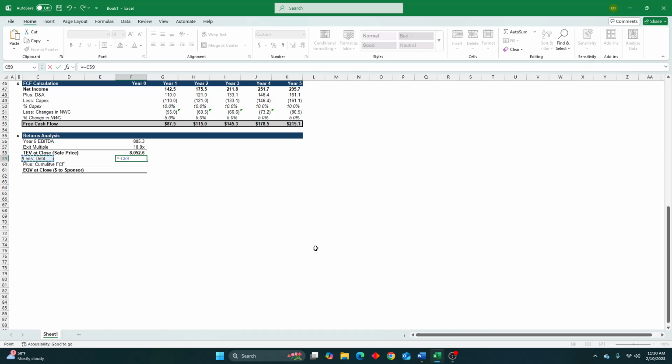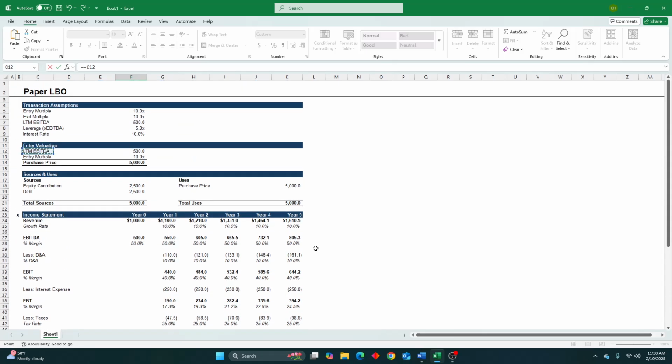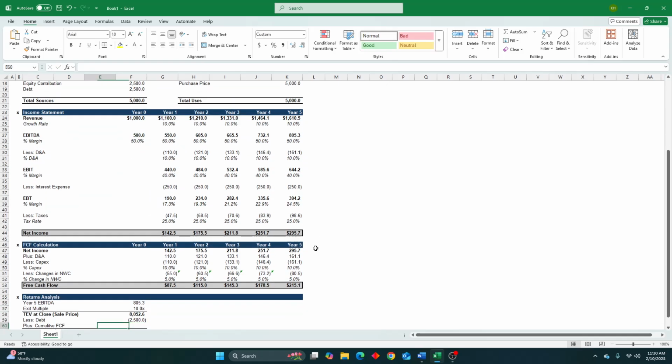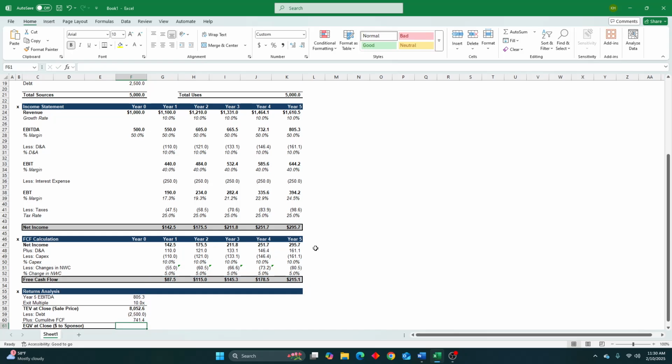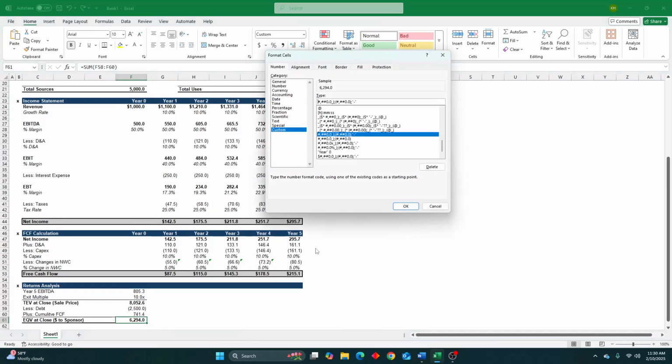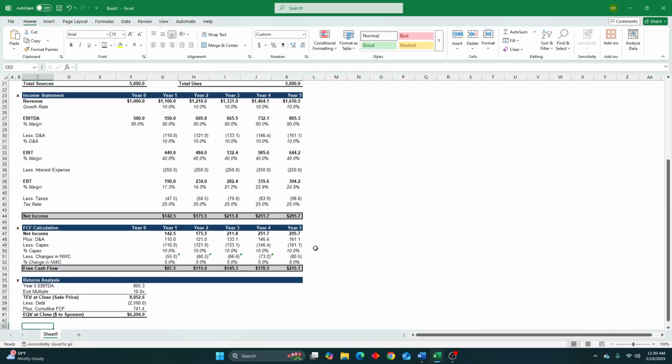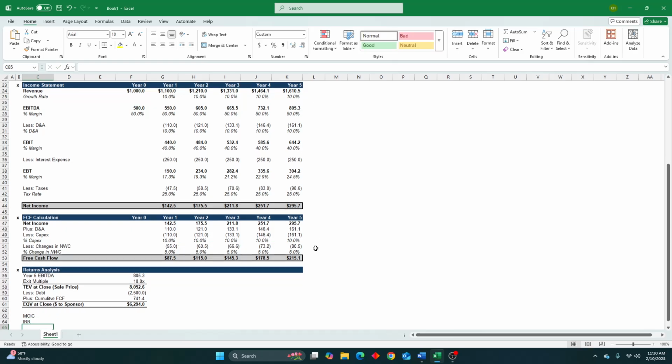Our debt has remained unchanged during the period. Like I said, you're assuming bullet payment at maturity. Our cumulative free cash flow is going to be the sum of our free cash flow in every period, which will be 741. Meaning our EQV at close, or the money that's attributable to sponsors, is going to be 6,294. So the next thing that we'll calculate is our MOIC and our IRR.